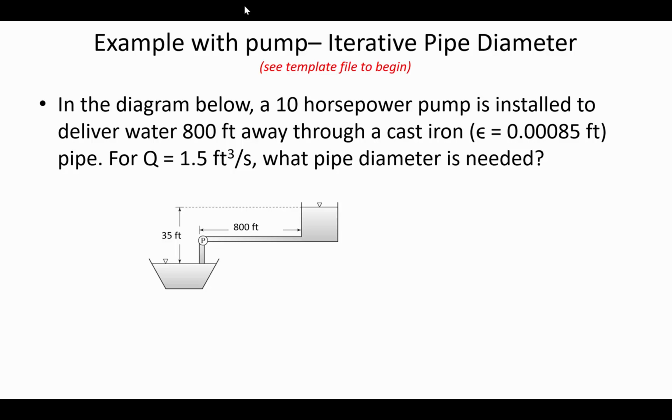We're delivering water 800 feet away, so that's the length of the pipe that we'll put into the Darcy-Weisbach equation. We know the equivalent sand roughness for the pipe, so I've been calling that K sub s in some slides, epsilon in others. It's the same thing. What's just a little bit strange about this is that now we have traditional units here rather than SI units. And so a cast iron pipe has an equivalent sand roughness of 0.00085 feet.